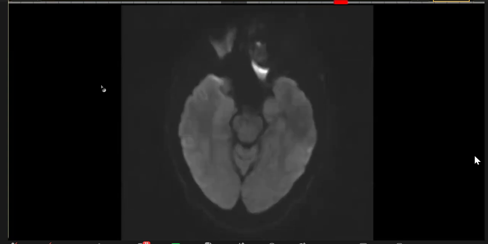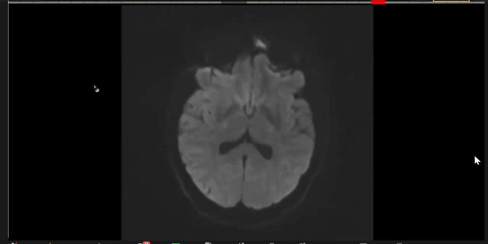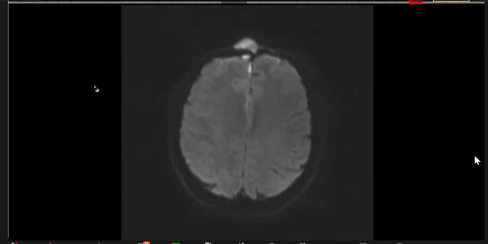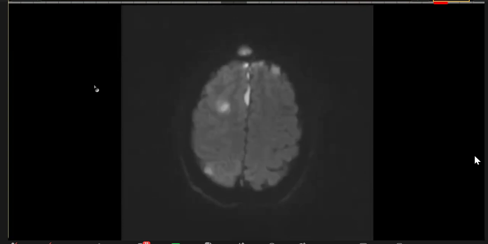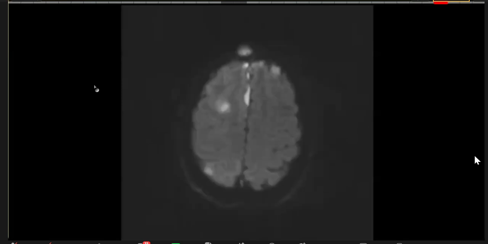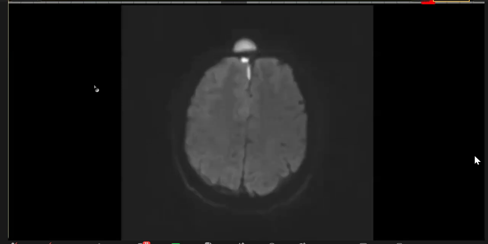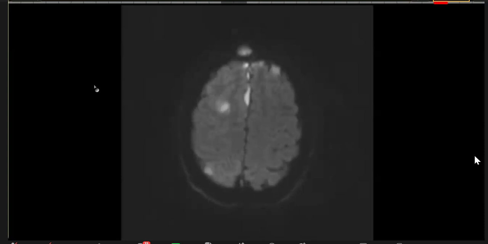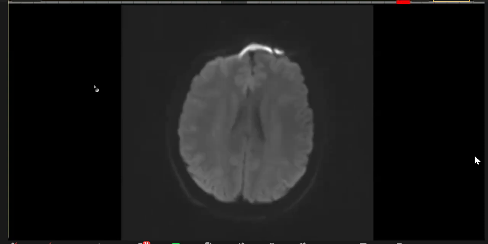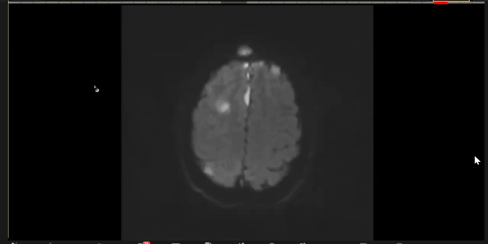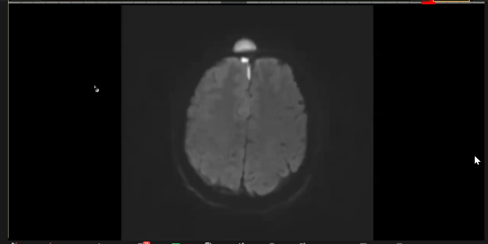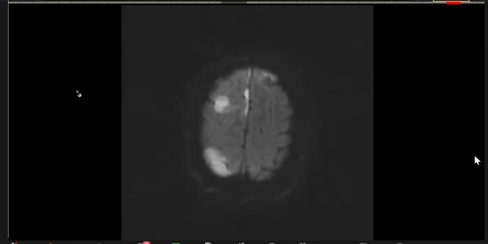This is the diffusion. Okay, there is a diffusion restriction noted in the frontal lesion and also in the maxillary sinus, and confirms the presence of abscess, and there is also parenchymal diffusion restriction, which I didn't appreciate before, so I would like to check it also in the FLAIR. And I would like to check in the ADC if it's a true restriction or not.